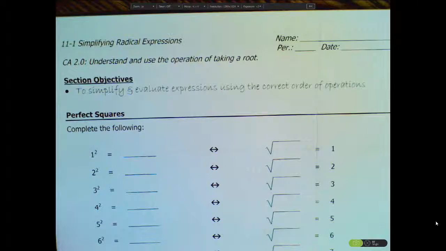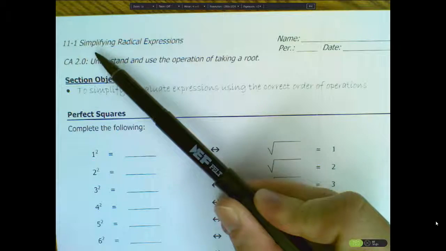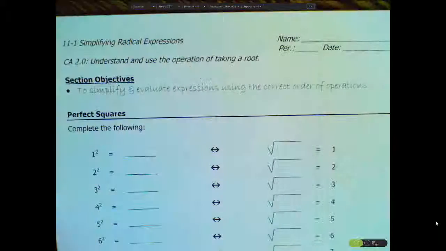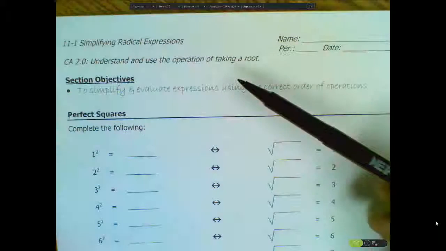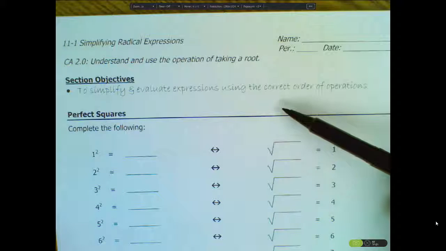Okay, here we're going to take a look at the notes for today. The notes come from Chapter 11, Section 1. We are simplifying radical expressions. Understand the use of an operation of taking a square root. The objective is to simplify and evaluate expressions using the correct order of operations.